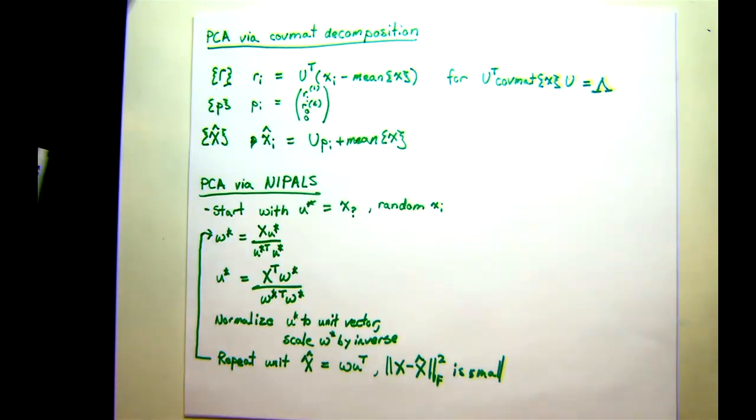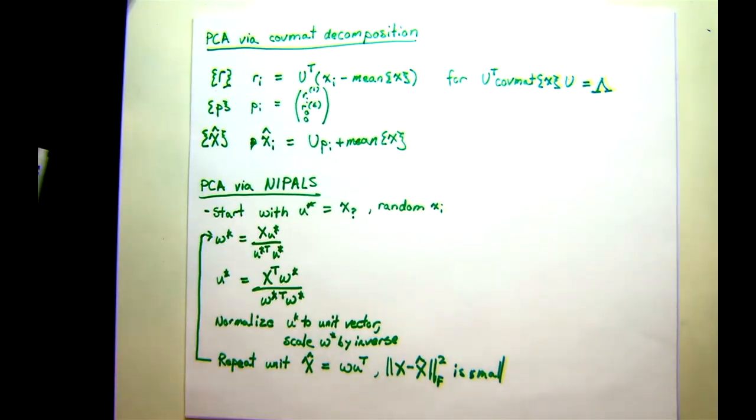So now I think we didn't really talk about the stopping condition. Remember, X hat is equal to U W transpose. That's our new estimate using only the first principal component. What we want to do is check the distance between X and X hat. When that distance gets small enough, we stop and say that we're close enough to have the real principal component.